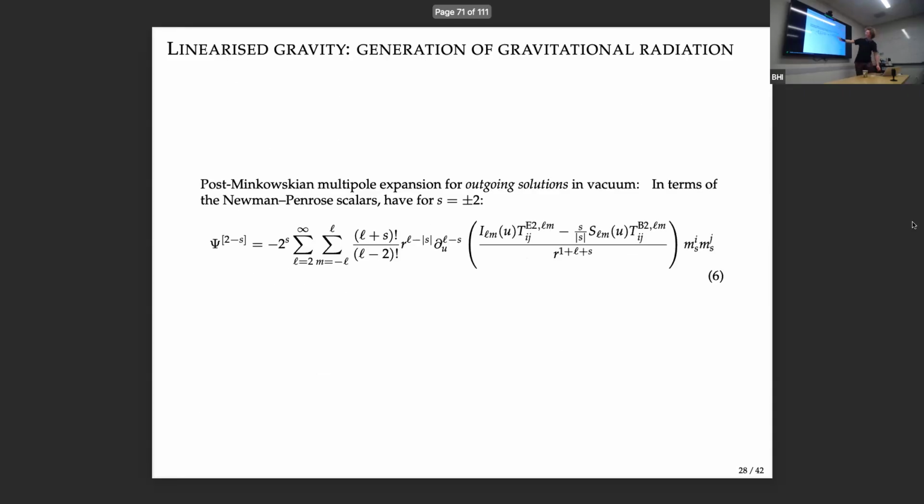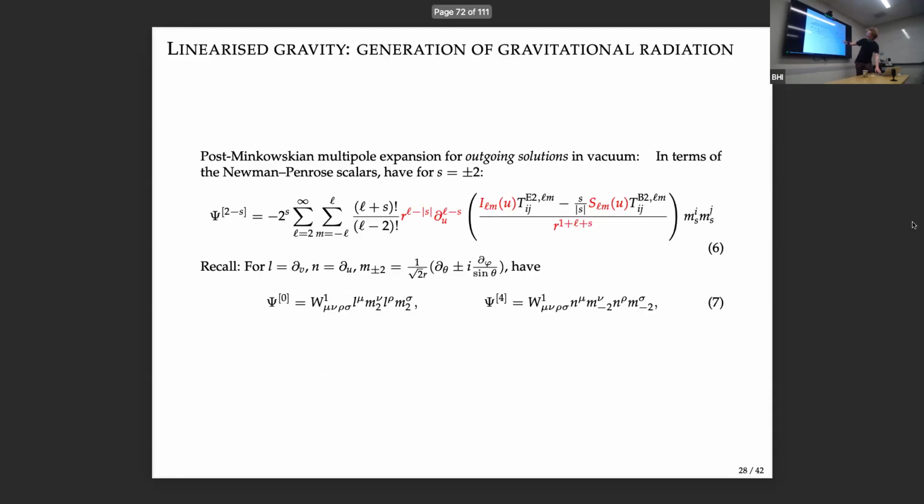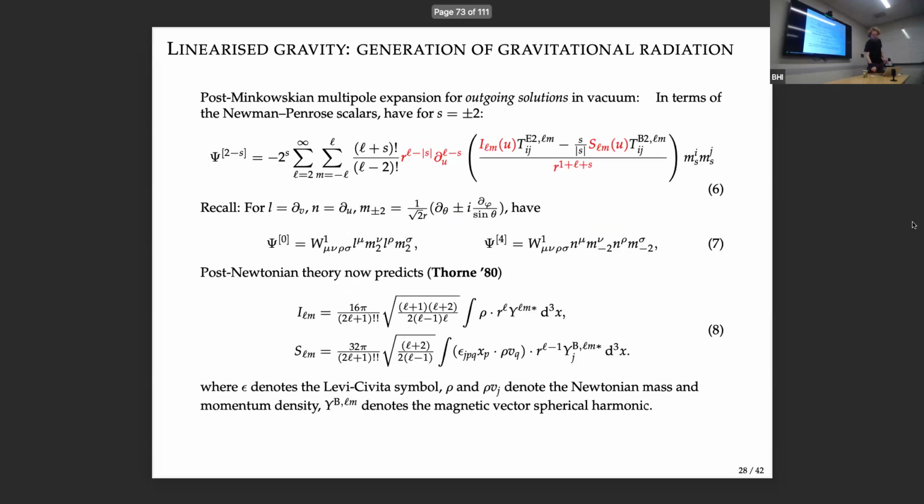From this, you can compute C0 and C4, and you see that C0 and C4 are functionally dependent on some free functions of U. And now post-Newtonian theory tells you that these free functions of U are in fact just the Newtonian multipole moments, Newtonian mass multipole and current multipole moments. So I_LM of U is the mass multipole moment, where rho is the mass density of the system. Going through this very quickly, and this is like electromagnetism really.